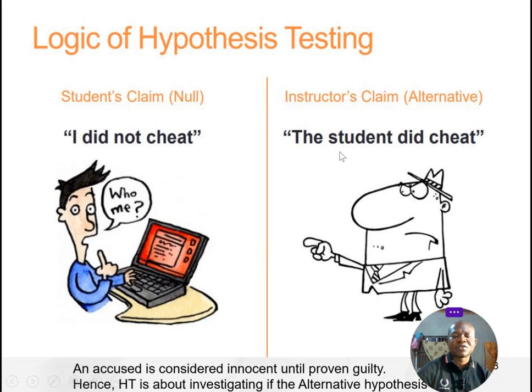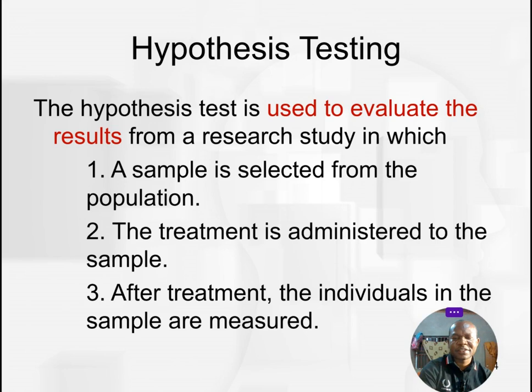The instructor is trying to make a claim that the student did cheat. But it is expected that when students go for exam, they are not expected to cheat. So he is the accused in that case, and the invigilator is the researcher who is trying to establish the position of a violation of exam conduct in this instance. So that is actually the logic behind hypothesis testing.